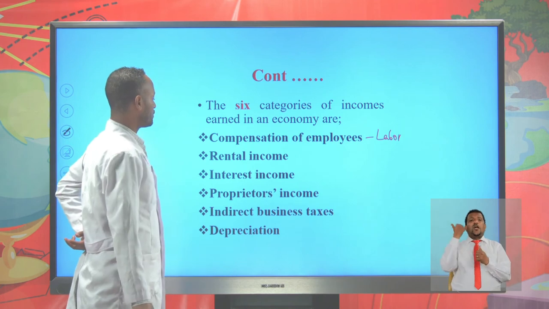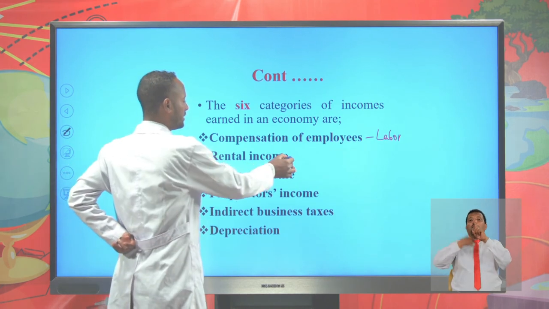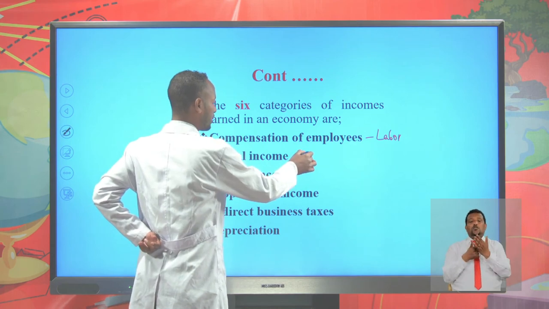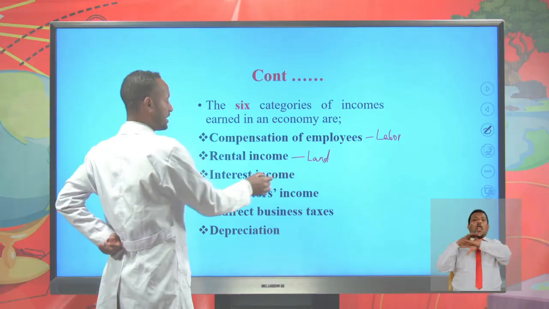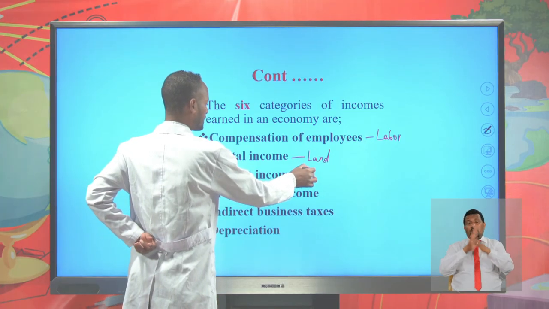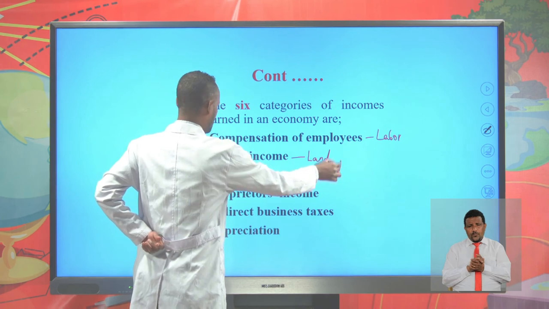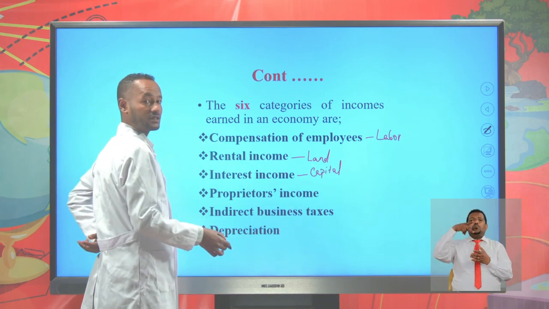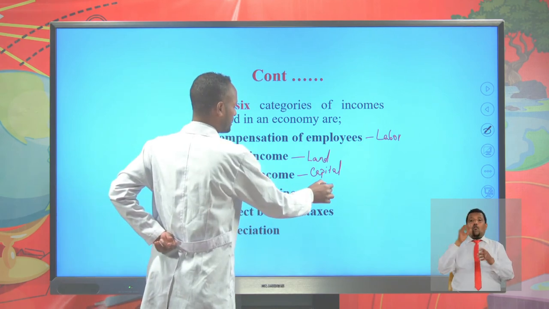The other component of measuring GDP using the income approach is rental income. This is the reward from the economic resource land. Interest income is an income earned from the economic resource capital. The proprietor's income or profit is the reward for the economic resource entrepreneurship.